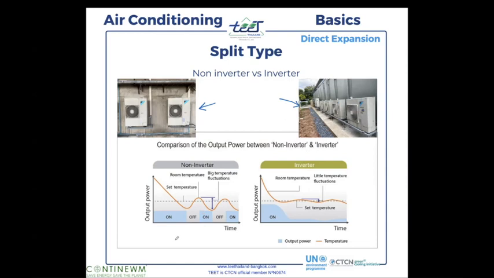So when we have a non-inverter, as I mentioned, the compressor has only one speed: on or off. That means full speed or stopped, okay? And therefore, you see the temperature here in the orange line is the temperature inside. When the compressor is on, the temperature goes down until it stops. Then the temperature goes up. Then it's too hot, so the temperature goes down again because they start the compressor, and so on and so forth, okay?